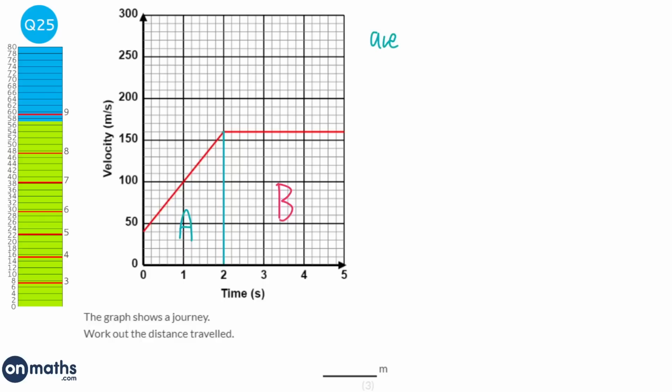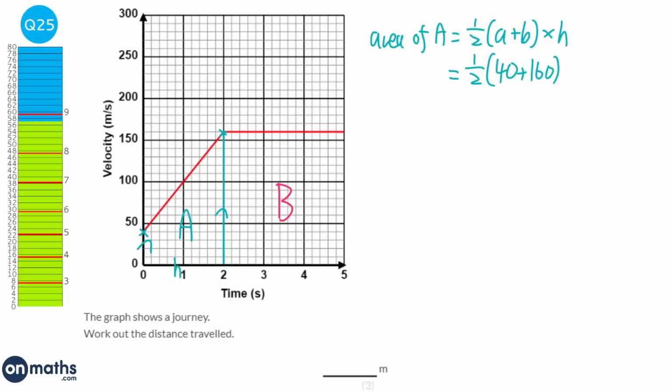So to work out the area of the trapezium, we're going to do half (a plus b) times the height. And the two parallel sides are on the left and the right. So it's going to be half times this part here, which is 40, plus this point here, which is 160. And then the height is actually the width. So the height is this bit here, so that's going to be times 2. Those will cancel out, the half and the times 2, so that would be 200.